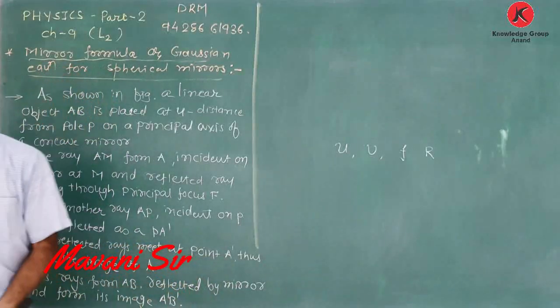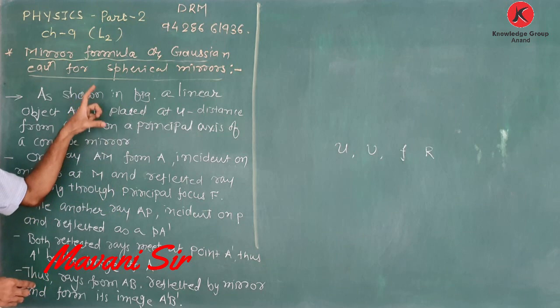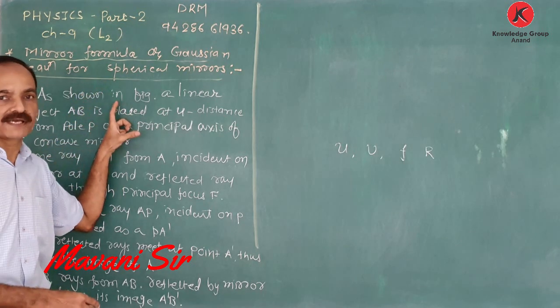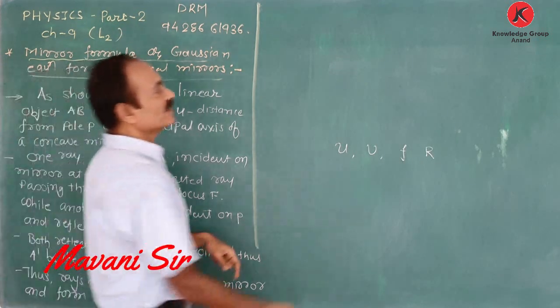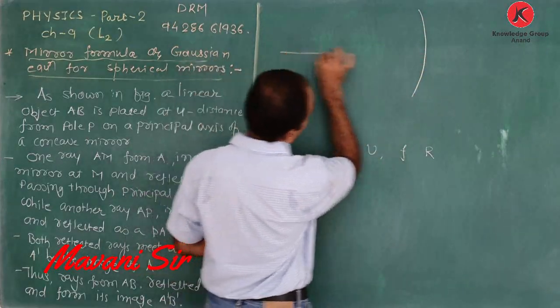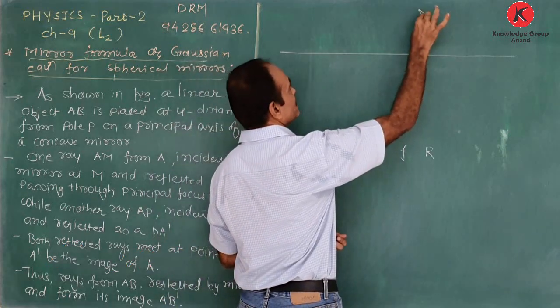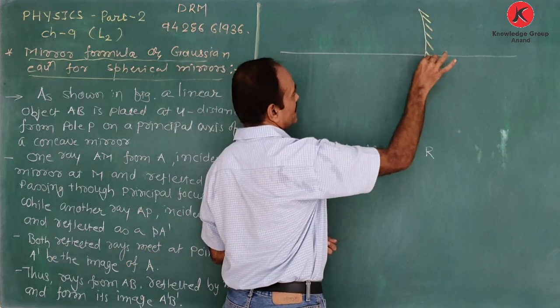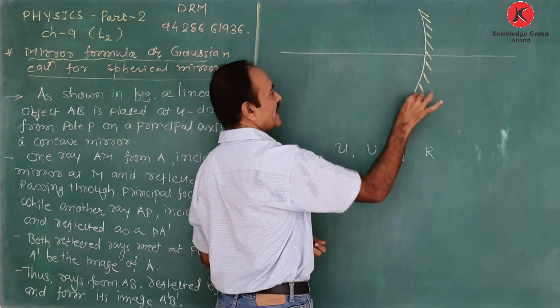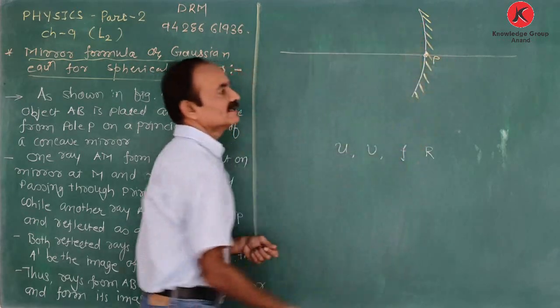For that purpose, how do we obtain this equation? First is the description of the figure. So how do we draw the figure? We draw a concave mirror. That is the principal axis. Here, that is the concave mirror, therefore the inner side is reflecting. This point is the pole of the mirror.